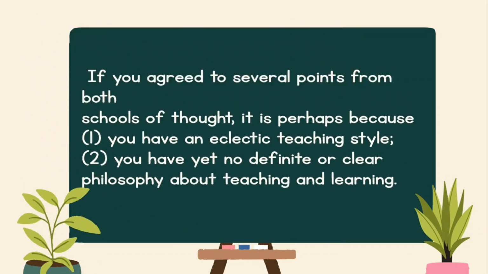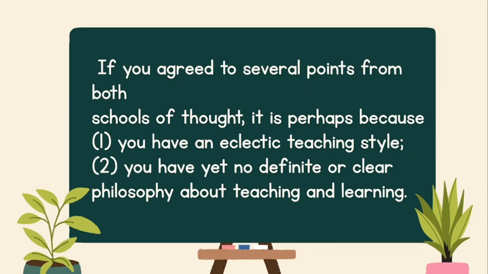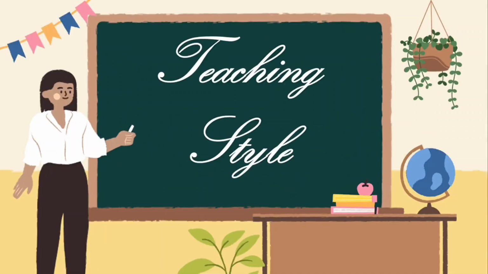If you agreed to several points from both schools of thought, it is perhaps because: 1. You have an eclectic teaching style. 2. You have yet no definite or clear philosophy about teaching and learning.